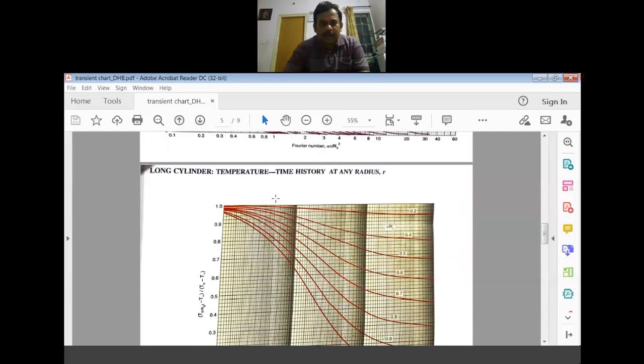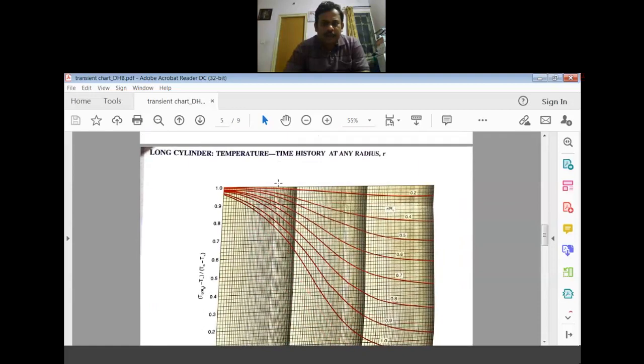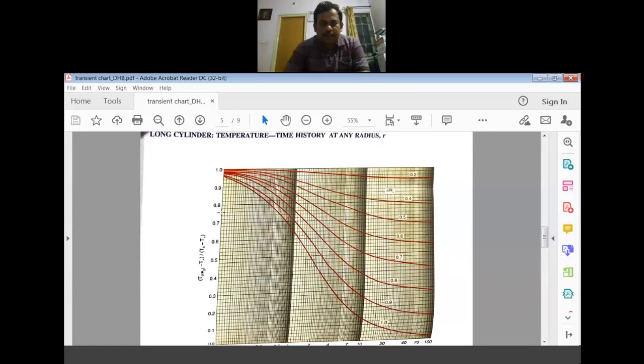Similarly, you can see the temperature at any position, at any radius of the cylinder, will be calculated like this. For the y-axis, it is the temperature at any position minus T infinity divided by T naught minus T infinity.